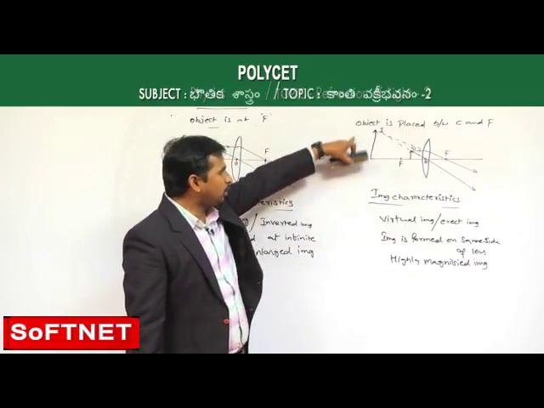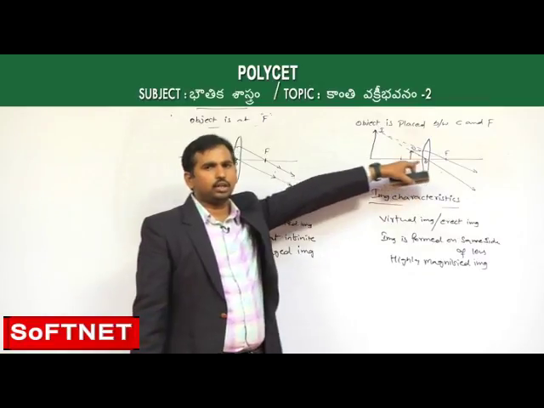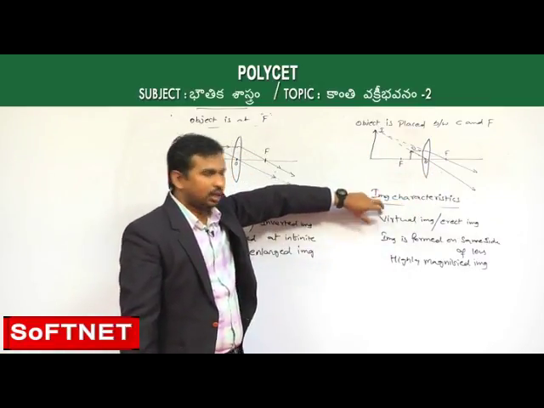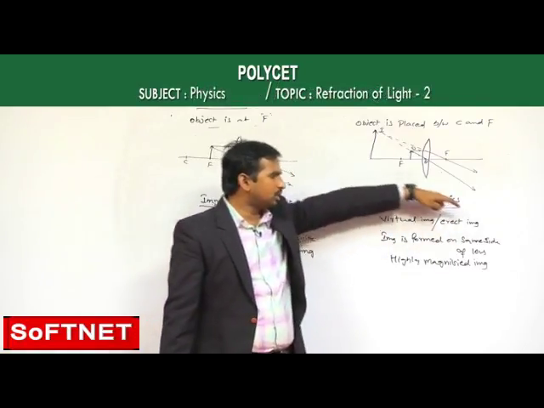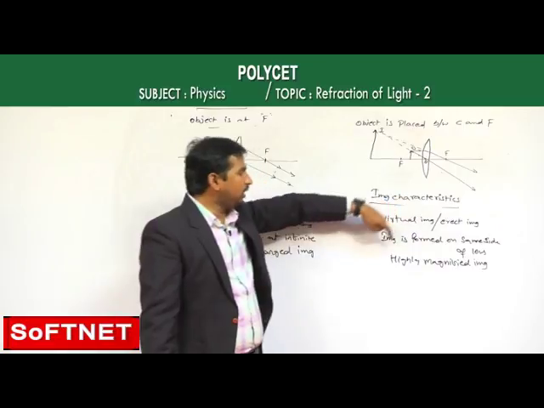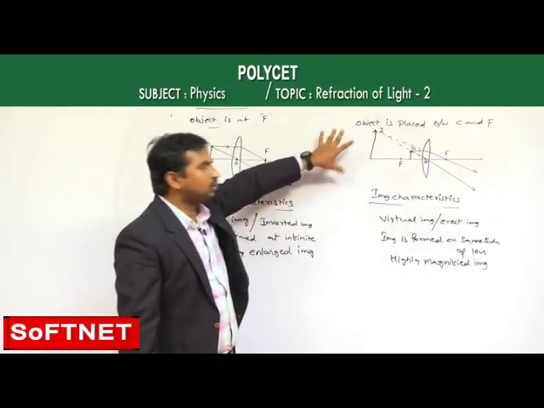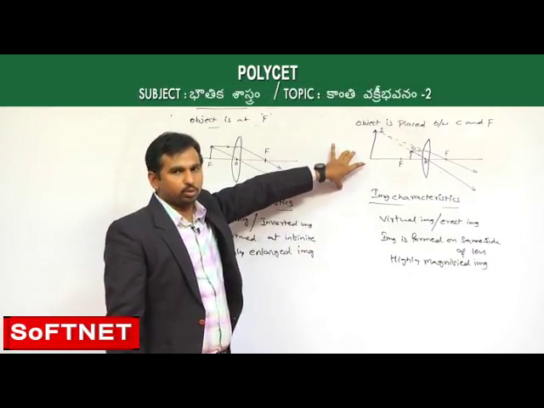So these are the image characteristics for the last case, which is in between the focus and the optic center. The image formed is a virtual image, and not only that, it is an erect image. The image is formed on the same side of the lens, and it is a highly magnified image. This ray diagram, we will see in our practical applications in the microscope.